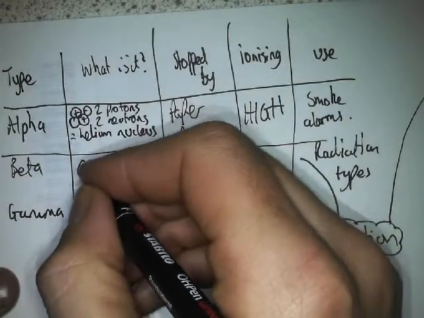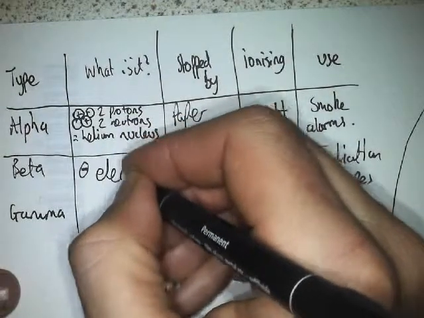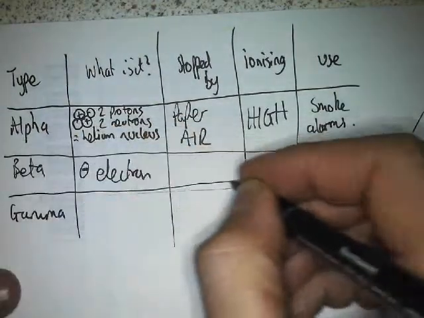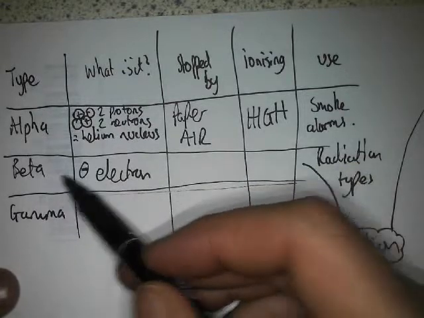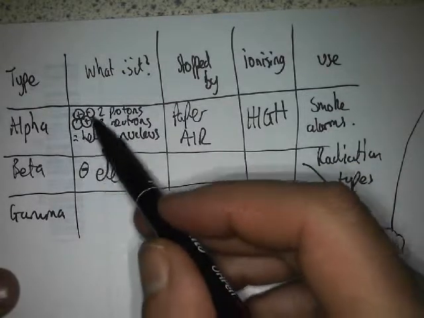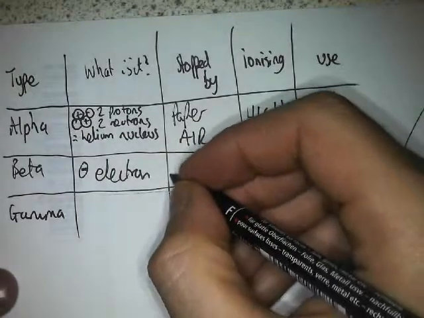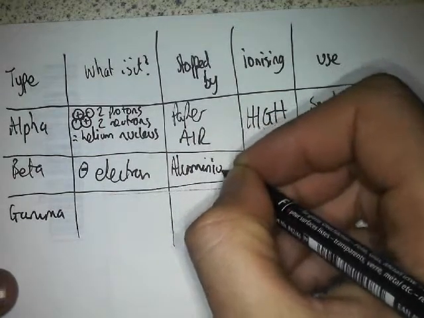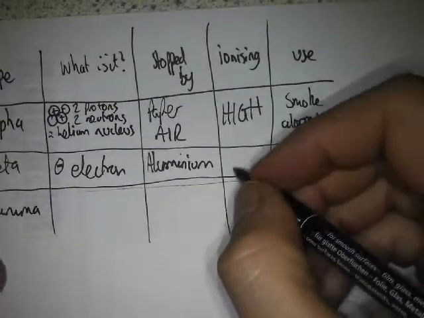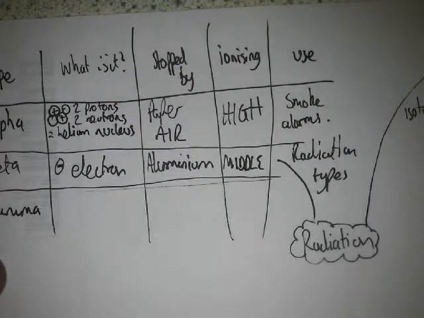Beta then. Beta is the equivalent of an electron. So size-wise, you can see that alpha is miles bigger than beta. An electron compared to 2 protons, 2 neutrons. Massive size difference. What do they need to stop beta? Aluminium. Ionizing ability, I'm going to put middle. I can't think of a better word to use than that, because it's always in between.